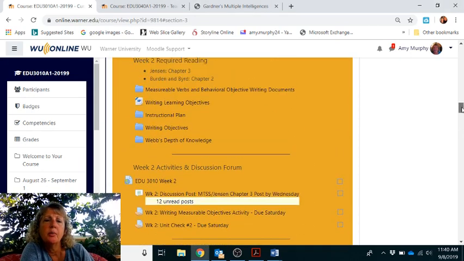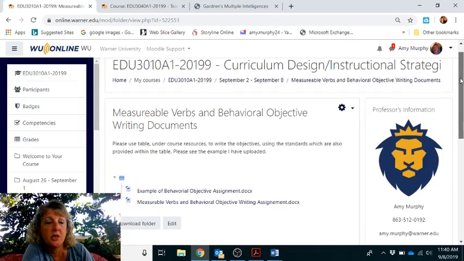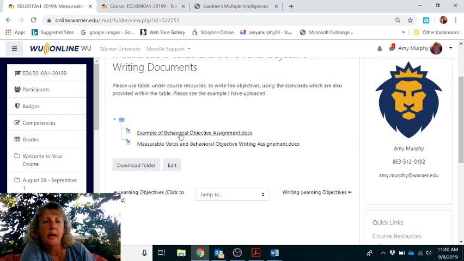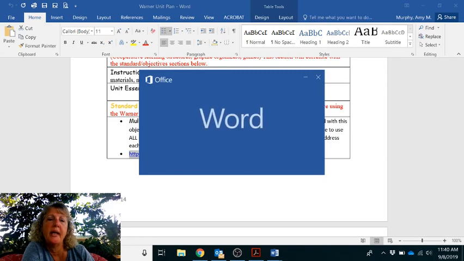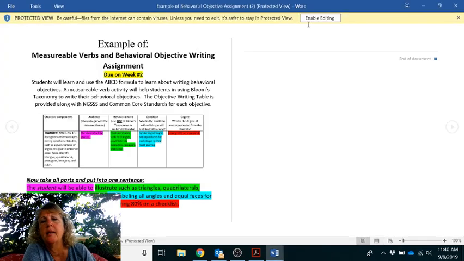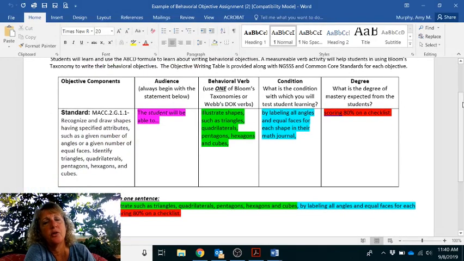We had a little bit of trouble with the measurable verbs activity this week, so I want to go over those real quick. If you open up last week's folder, or I guess it's still this week until tonight, there was an example of what the objective should read like once it's written. This is so important because this week we're writing the objectives with the standards that you've already chosen for the Lorax unit. So this is the example that's given.